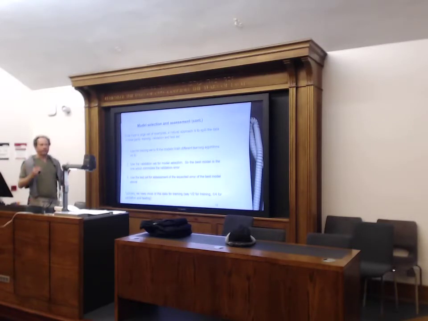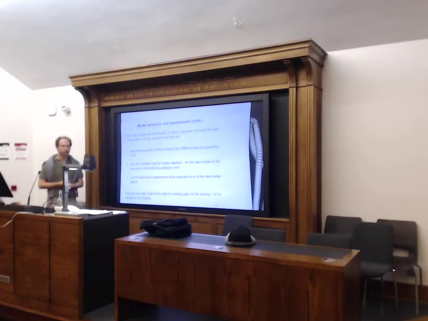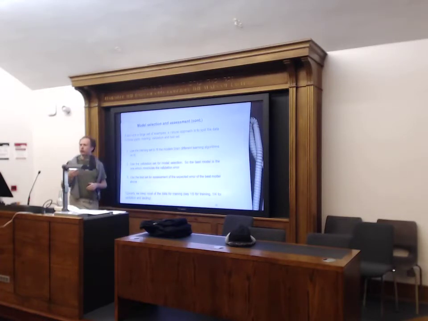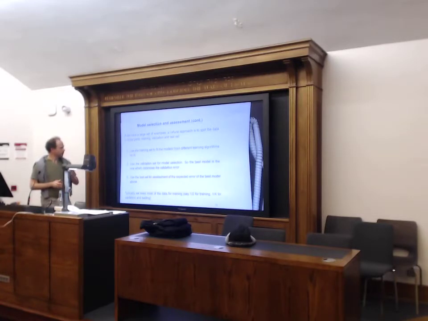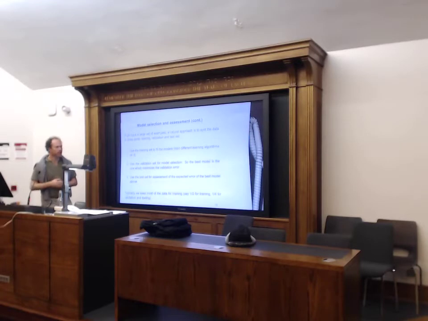If you have a large data set, you split it into 3 parts. Most of the data you use for training, and another part of the data you use for validation. Validation means choosing the parameter lambda or choosing the parameter k. And the remaining part of the data you use to assess the choice of your model, so you see how well it works. The last part of the data is used to have an estimate of the expected error of your model.